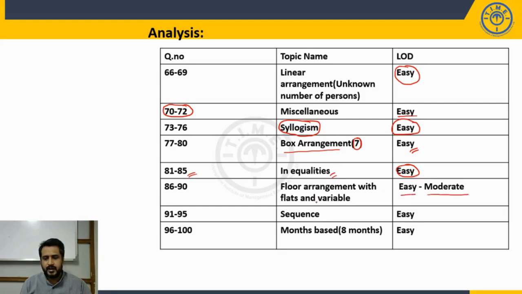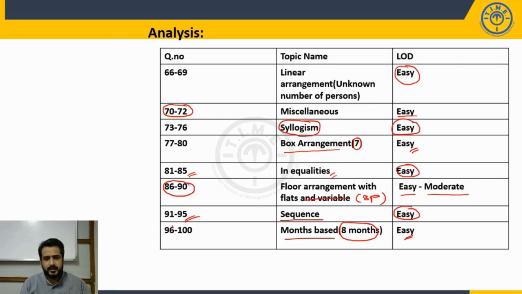Floor arrangement with flats, and variable is not given. It is given 8 persons. You have been given a sequence, and below this sequence you have been given 5 questions, and the level of difficulty of this question is easy. Last, months based, scheduling based set, and you have been given 8 months and 8 persons, and level of difficulty is easy.